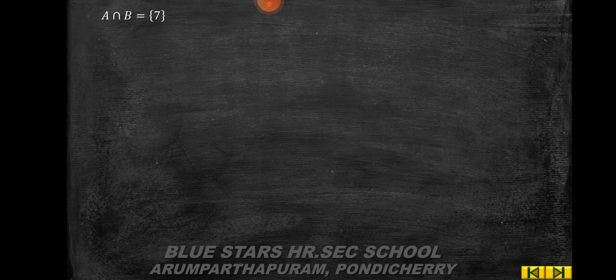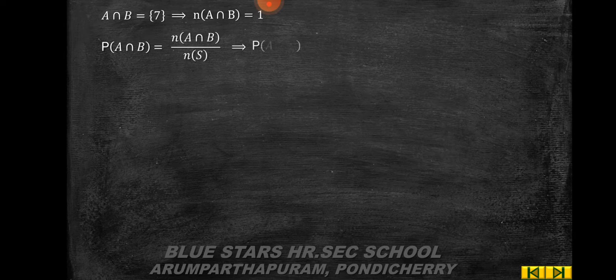A intersection B is equal to 7. So n of A intersection B is equal to 1. P of A intersection B is equal to n of A intersection B by n of S, which implies P of A intersection B is equal to 1 by 18.